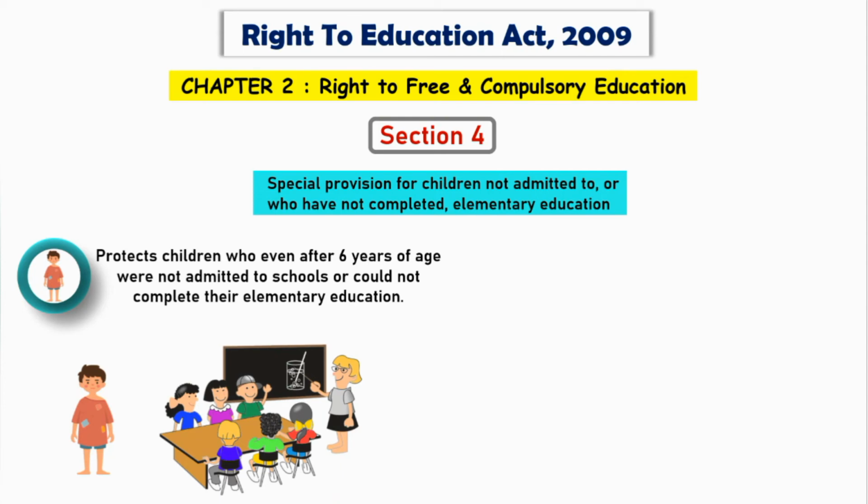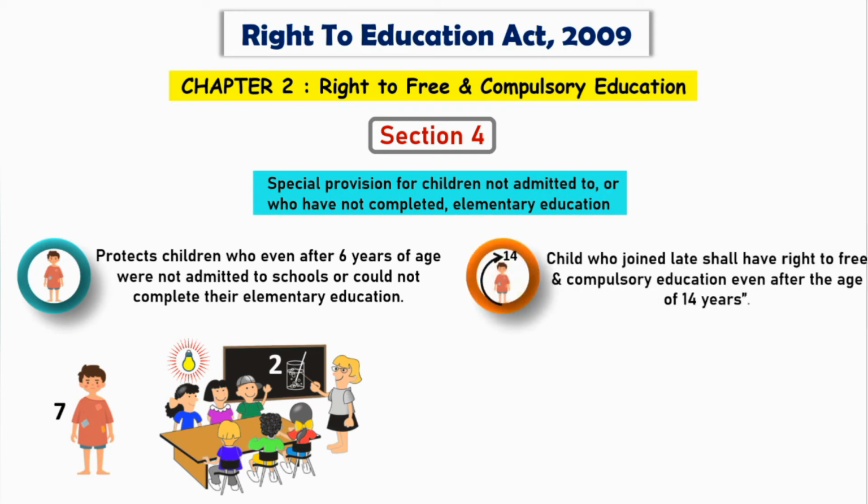For example, if a child is 6 years old, then put him in class 1. If he is 7 years old, then put him in class 2, and so on. Also, a child who joined late shall have the right to free and compulsory education even after the age of 14 years.